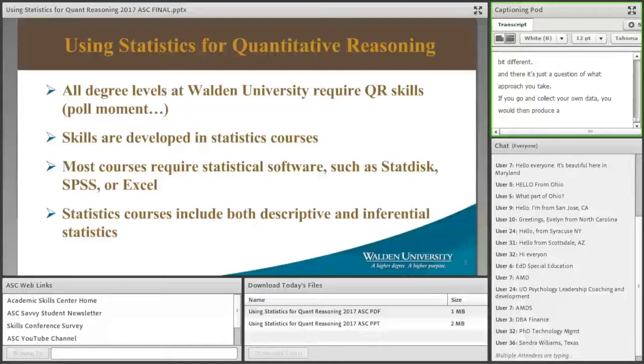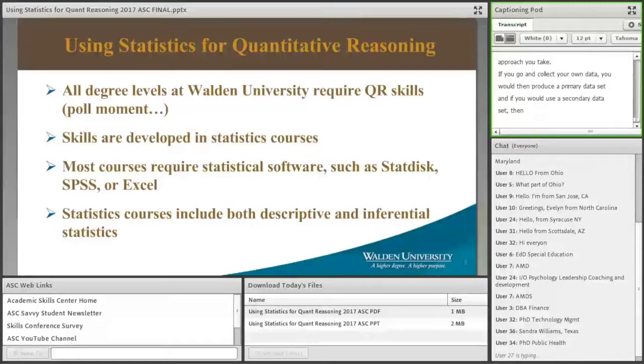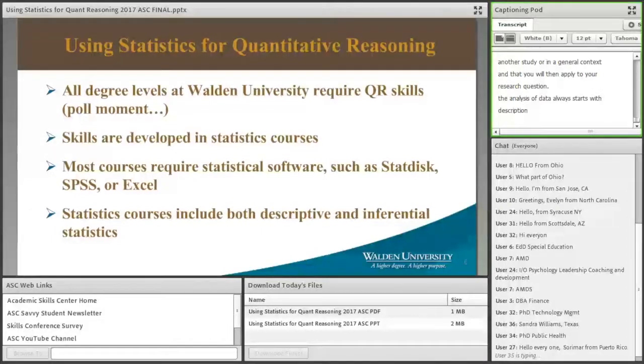And if you would use a secondary data set, then that has been produced by another researcher, most likely for another study or in a general context, and that you will then apply to your research question. The analysis of data always starts with description of data. That is where you describe your sample size, your variables, you produce frequency tables and graphs.